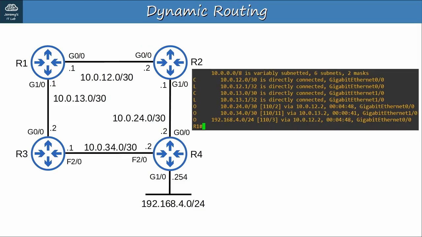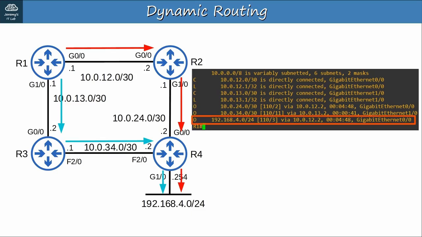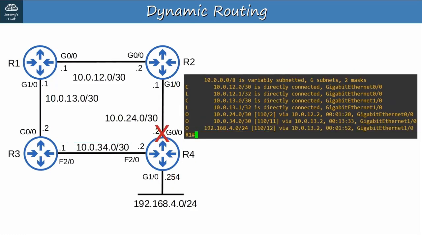So I've added another connection between R3 and R4. Now R1 has two valid paths to R4's internal network, via R2 and via R3. Let's check R1's route table. You can see it still has the route via R2 in its route table, as it says via 10.0.12.2. In this case, what will happen if I disable R4's G0/0 interface to simulate a failure?